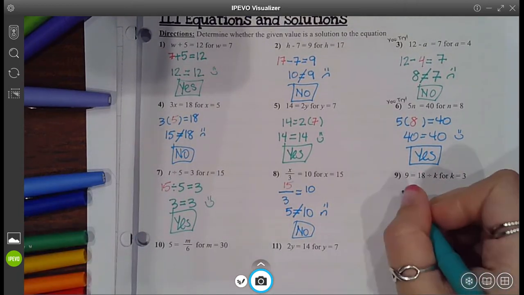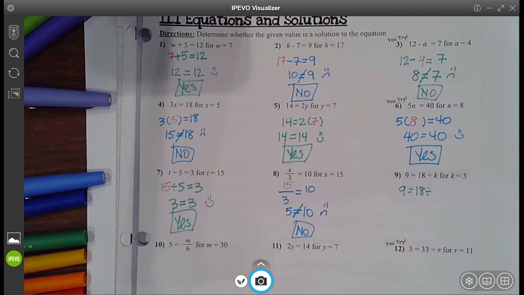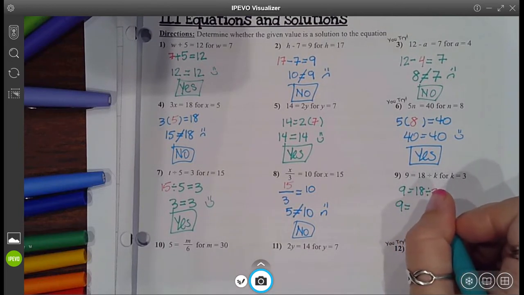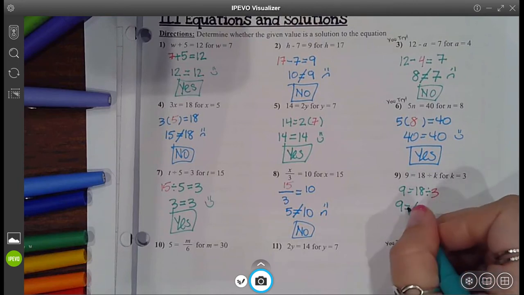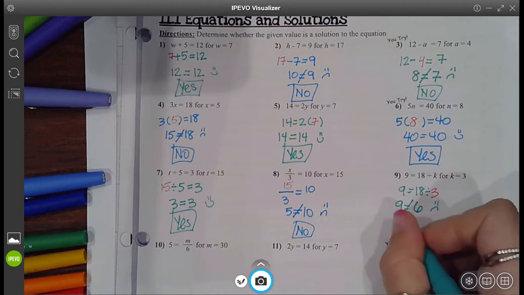Okay, this one is saying 9 equals 18 divided by, okay, they say is 3. So bring down your 9 equals, and 18 divided by 3 is 6. Is that a true statement? Does 9 equal 6? No, not a true statement. So 3 wasn't the right answer, guys.